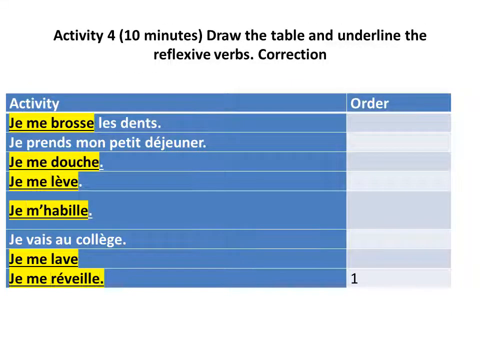Okay, so I've highlighted for you the reflexive verbs in the table, in the activity column. So you had as an example, je me brosse. The next one down was je me douche. Then je me lève. Then je m'habille. And je me lave. And je me réveille.